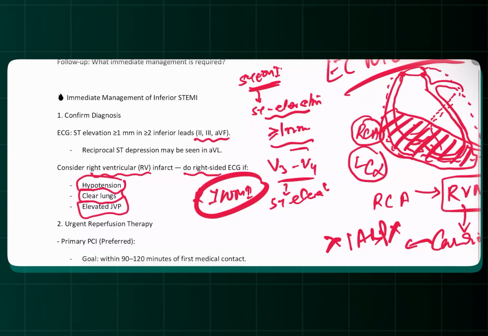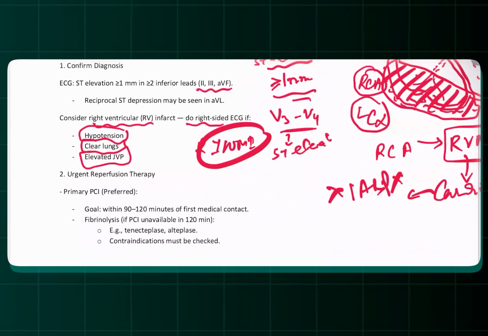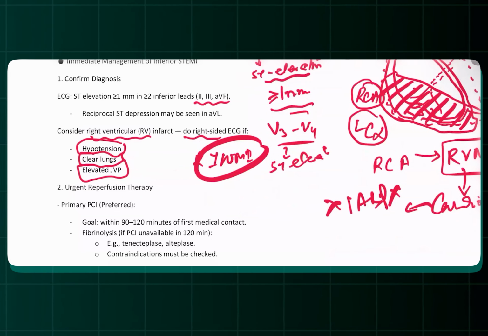So plan for PCI or thrombolysis. How do you do that? The PCI has to be done within 90 to 120 minutes, that is up to 2 hours of the first medical contact. If you are not able to do it in 120 minutes, then you have to thrombolize the patient. In those cases, the data is the same for thrombolysis or PCI. Both of them are beneficial.